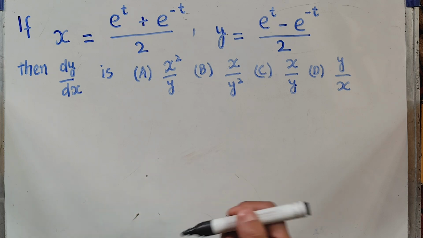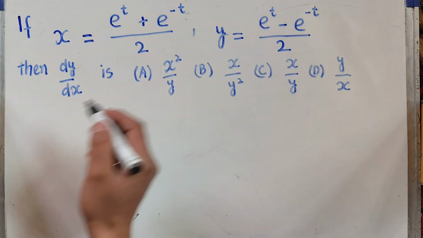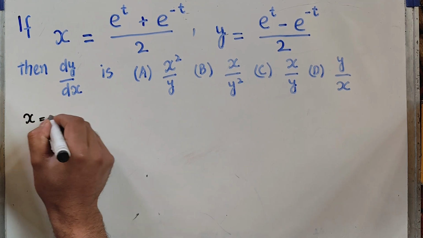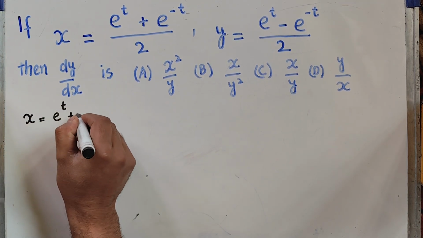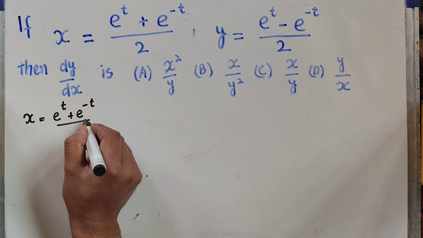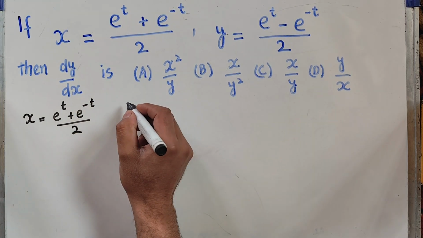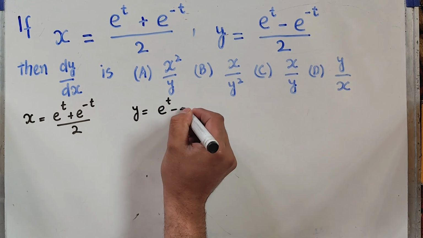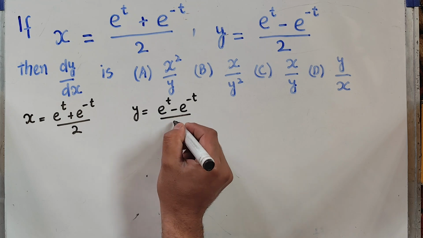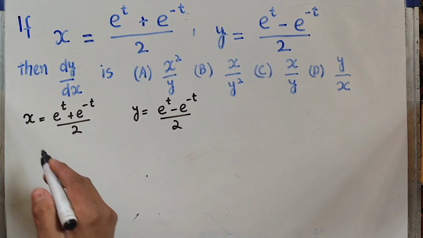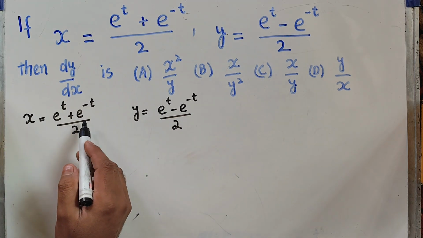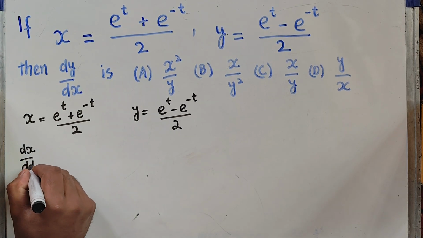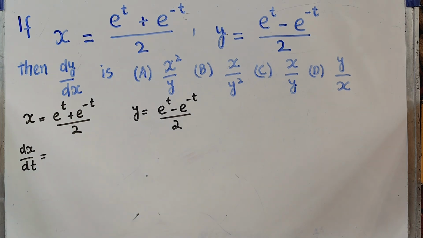Okay, so given x is equal to this term, let me write it here. x is being given as (e^t + e^(-t))/2. Also we are being given y is equal to (e^t - e^(-t))/2. To solve this, we first differentiate x with respect to t, that is we find dx/dt. So we differentiate this function with respect to t.